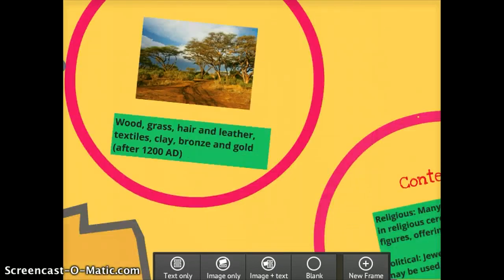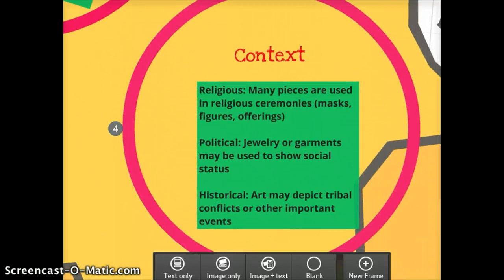So we're also going to talk about the context for this art. Many of these pieces have kind of a religious context. They may be used in religious ceremonies and dances. You'll see masks, offerings, and sacrificial bowls, these kinds of things. There's also a political element because much of this art was used to adorn the leader of a group and to show his or her status.